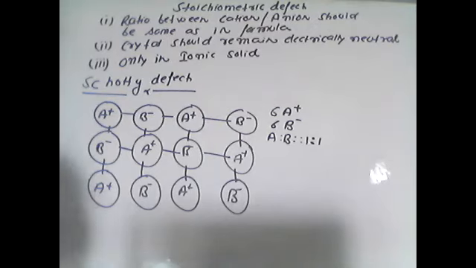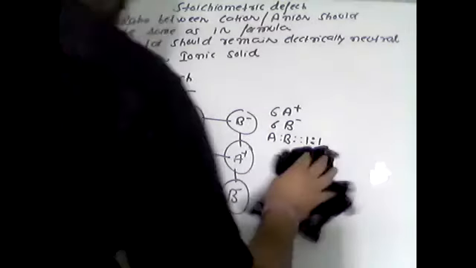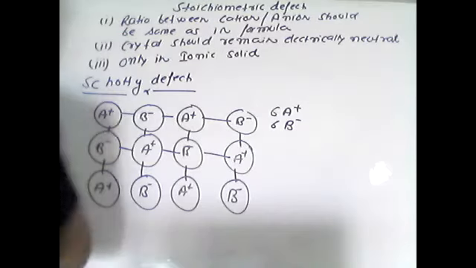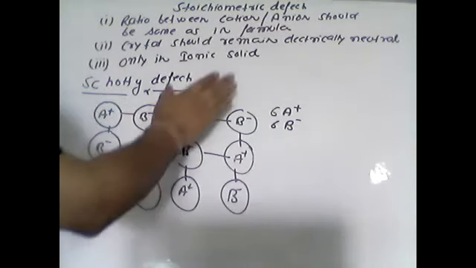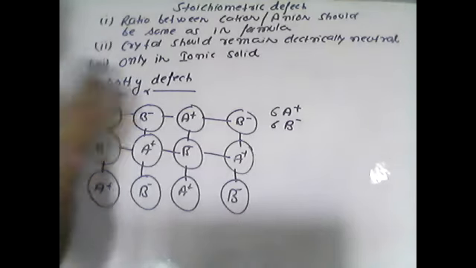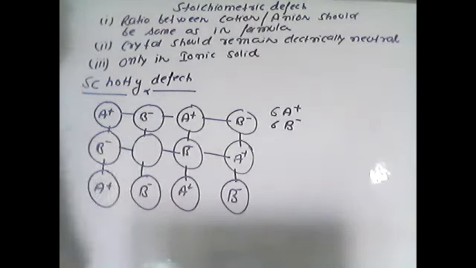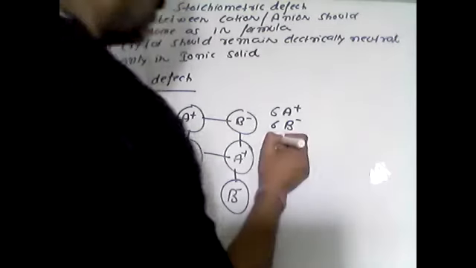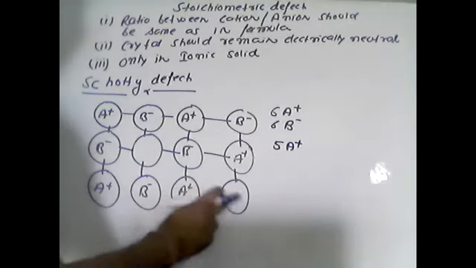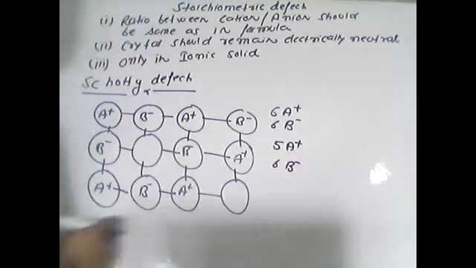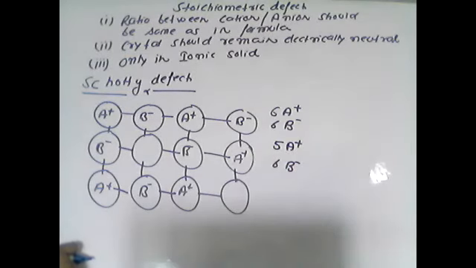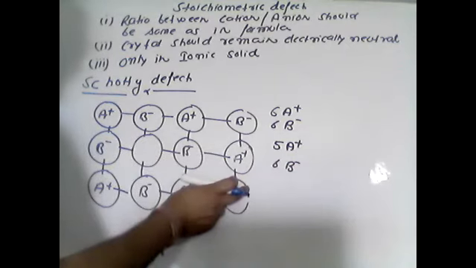I want to create a Schottky defect. The rules are that the ratio should remain the same, the crystal should remain electrically neutral, and it occurs only in the solid state. In this type of defect, what will happen? One of the cations is missing from its position, so the number of cations now remains 5, and one of the anions is also missing from the neighboring site. One cation and one anion are missing, so the defect is created.